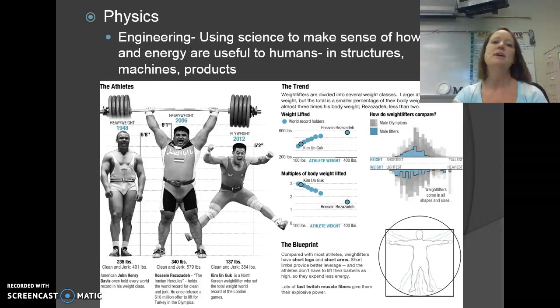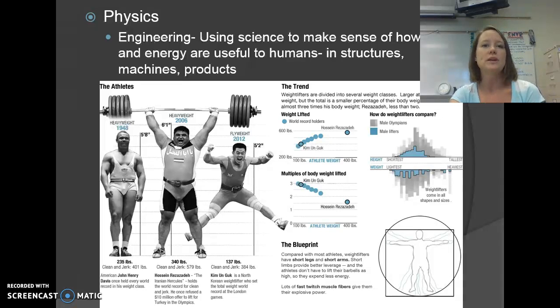So we'll spend time talking about river systems, lakes, groundwater, as well as our saltwater ecosystems. Physics is also embedded in our course. We'll talk about engineering, how we use science to make sense of matter and energy, how they are useful to us, how we use our energy resources, also in structures, machines, and products that we use.